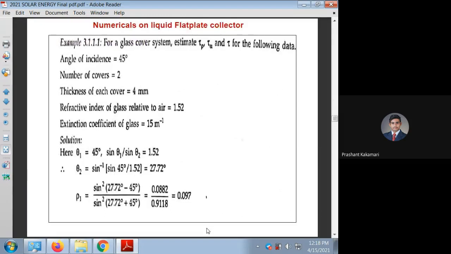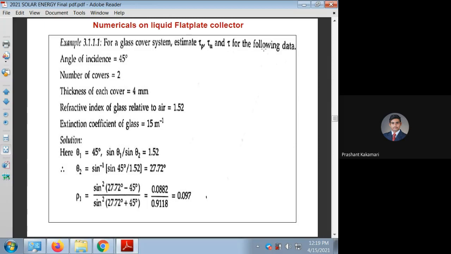Yes. So in this numerical, you can see for a glass cover system, estimate the transmissivity due to reflectivity, that is tau r, the transmissivity due to absorption, tau alpha, and the effective tau. So tau is the multiplication of tau r into tau alpha. You can find the total tau for the following data.